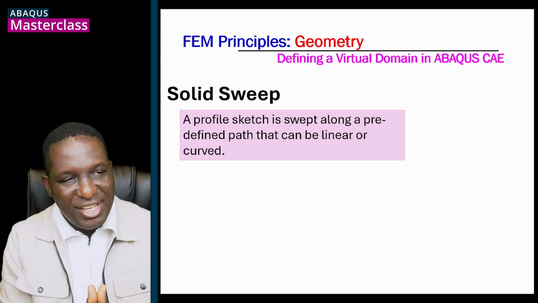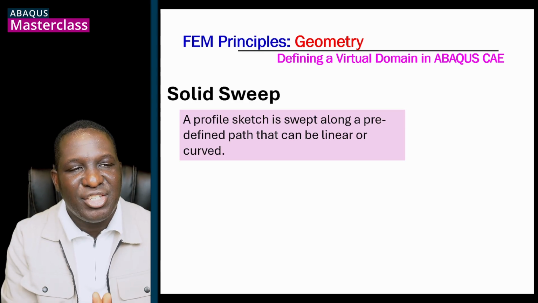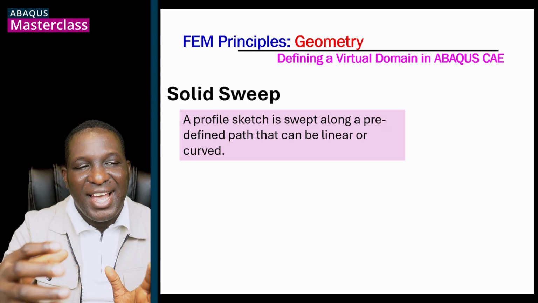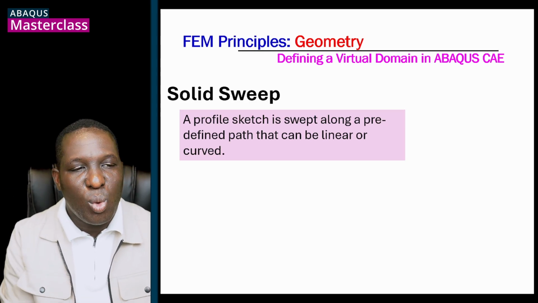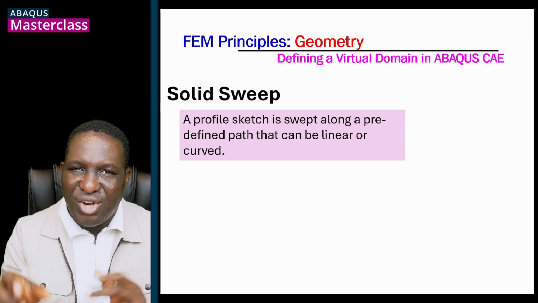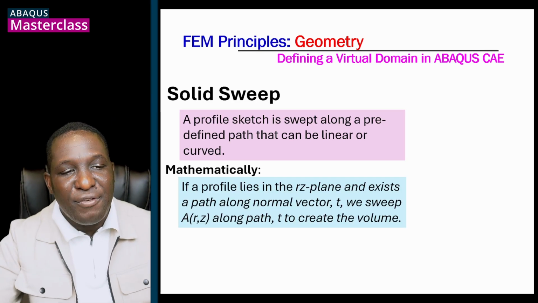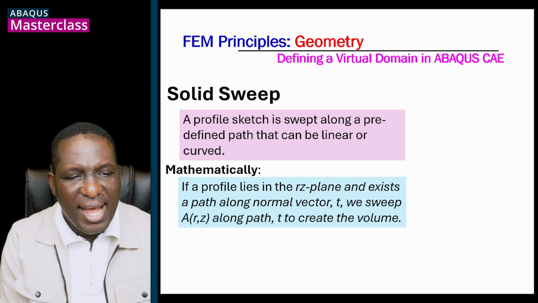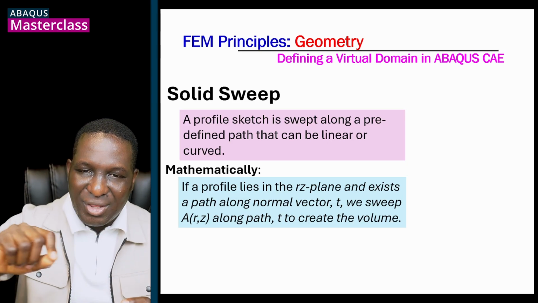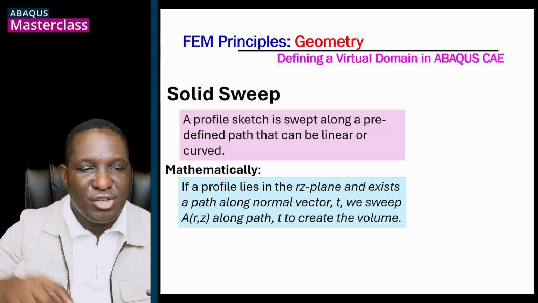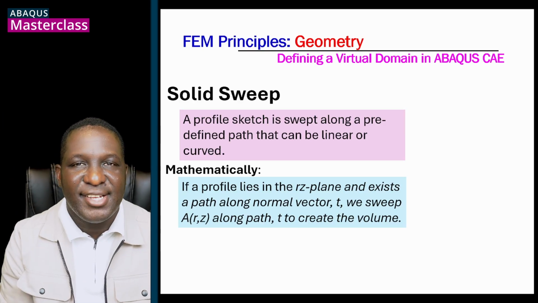The principle within the solid sweep is that you define a profile sketch. Again, a 2D sketch is defined, and then it's swept along a predefined path that can be linear, can be non-linear, could be whatever you want. So it can be linear, it can be curved, but there's this flexibility of having some really excellent path that you are defining. Mathematically, if a profile lies in the RZ plane like we did before, and there also exists a path along a normal vector, so we need to find a path of which the outward acting direction is a normal vector, we can sweep that particular shape along that normal vector to create the whole volume.